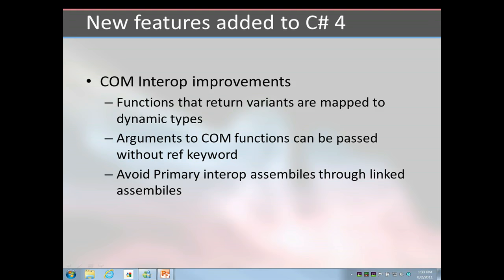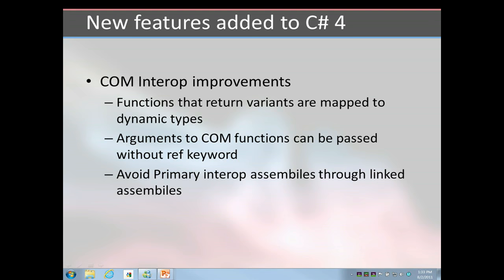COM interoperability has been enhanced in C#. First, COM functions that return variant types are mapped to the dynamic rather than the object type, which eliminates the need for casting. Second, arguments can be passed by reference without the ref keyword. This feature is particularly useful when combined with optional parameters.